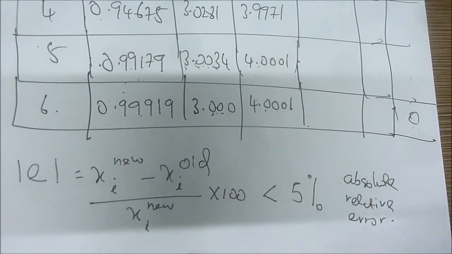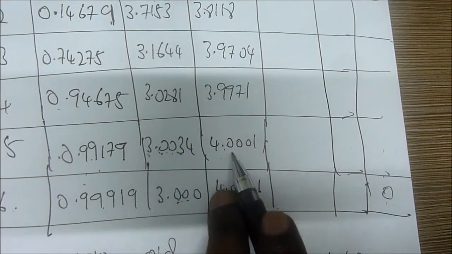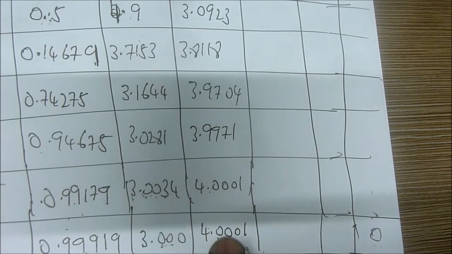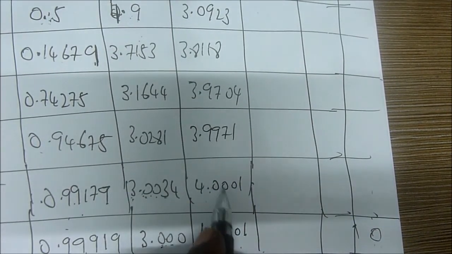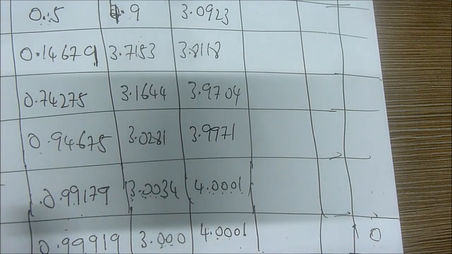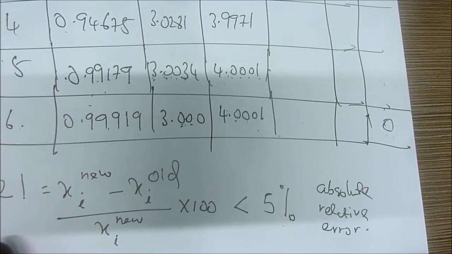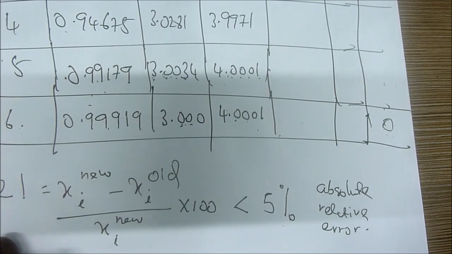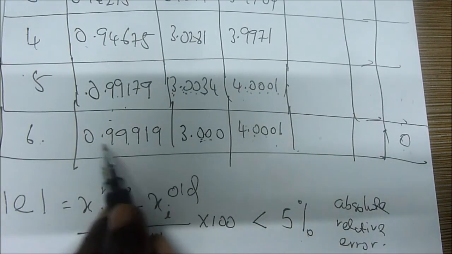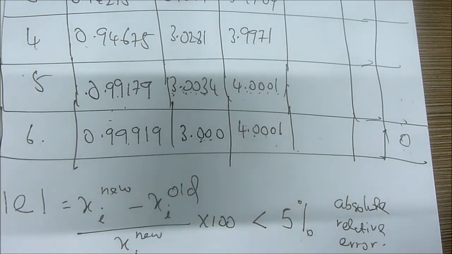Sometimes they may use 4 decimals. They will say follow up to 4 decimals. If you happen to see 4 decimals here, you can stop. 1, 2, 3, 4. Stop. There must be some stopping criteria given. If they don't give you the stopping criteria, you won't be able to do these things. Once you get this as a solution, this is your answer for the x1.